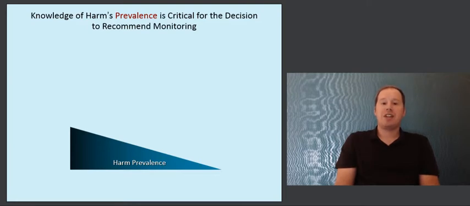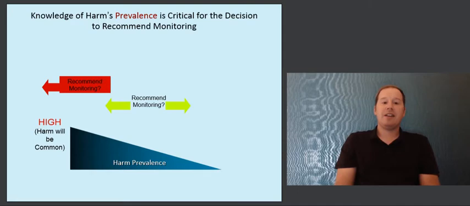So here in this example, we have the harm prevalence, and we see, going from left to right on this triangle, an increasing harm prevalence. The question is, do we recommend monitoring? If the harm is common, that is, the likelihood that this condition exists is high, then there is a better chance to recommend monitoring. Conversely, if the harm is rare in the population and the risk is low, then the question of whether to recommend monitoring is more often than not answered in the negative.